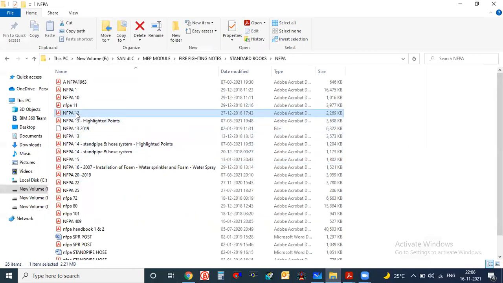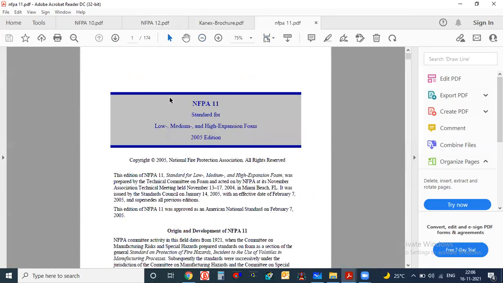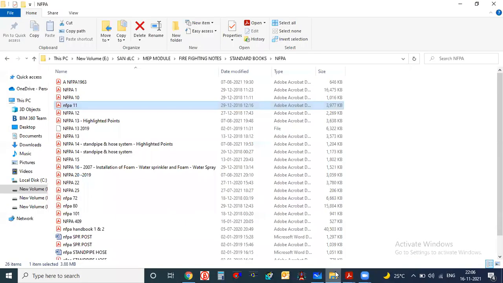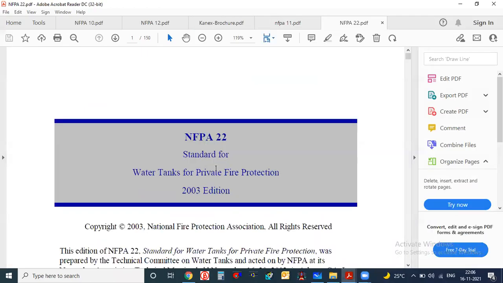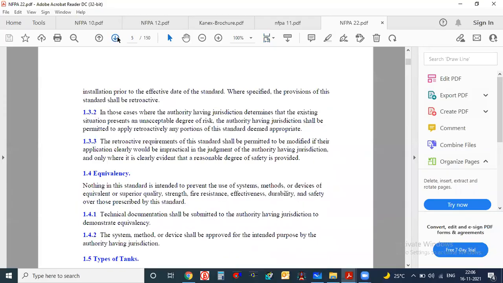NFPA 11 is used for low, medium and high expansion foam. This we have already seen in the foam topic when we were doing it. What is NFPA 22? Water tanks for private fire protection. Again, this is not required.